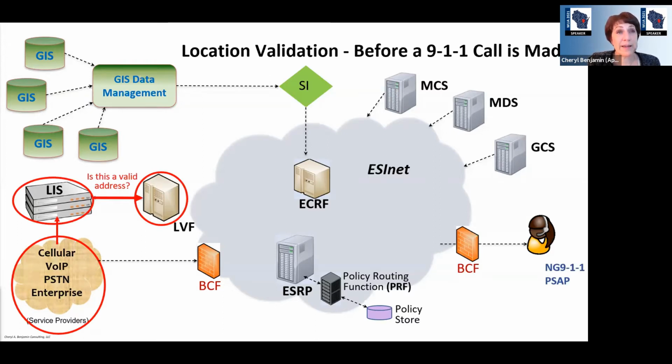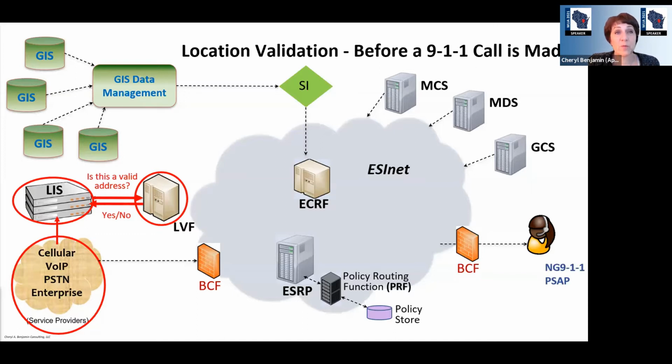Now the LVF, that's using that same local GIS data as the ECRF. So when that subscriber is going to dial 911, it's going to have to reference the exact same location that's in the LVF. So it's doing this pre-validation activity. The LVF is going to validate the location, and it's going to return confirmation as to whether or not the address is valid. Now, if it's not valid, that service provider has to work with the GIS data providers to determine why it's not valid.